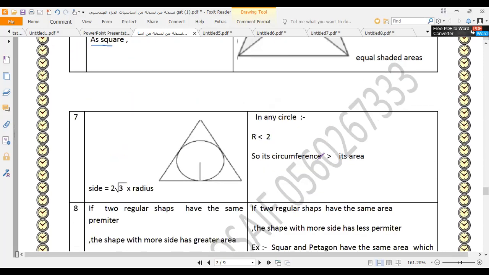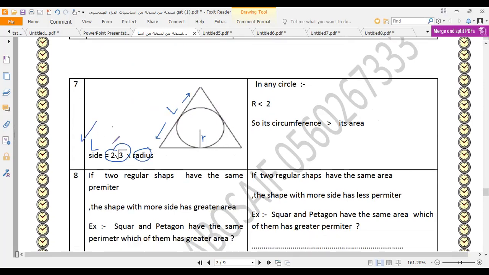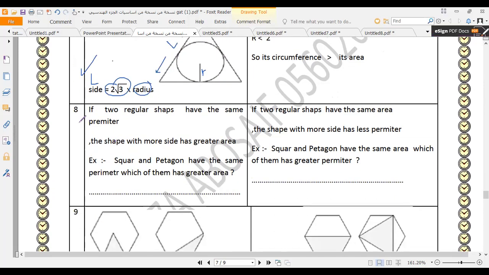Okay, now in this figure, if you have a triangle and inside this triangle you have embedded a circle with radius r, and you want to find the side of the triangle, the side length will be equal to 2 times radical 3 times the radius. The formula, you have to memorize it. Okay, now let us see point 8.